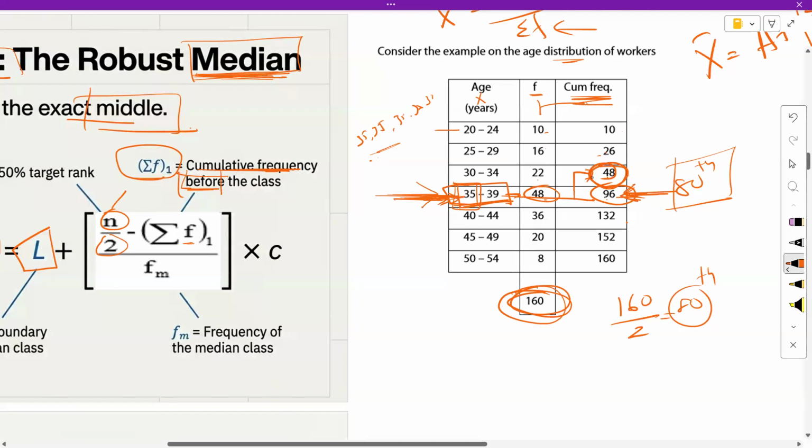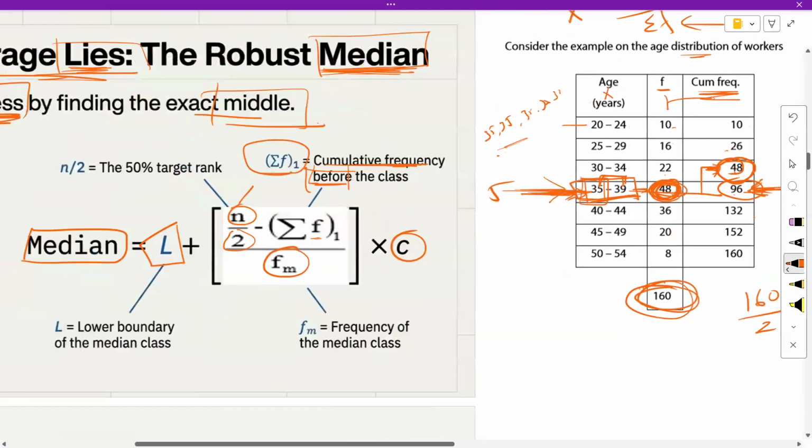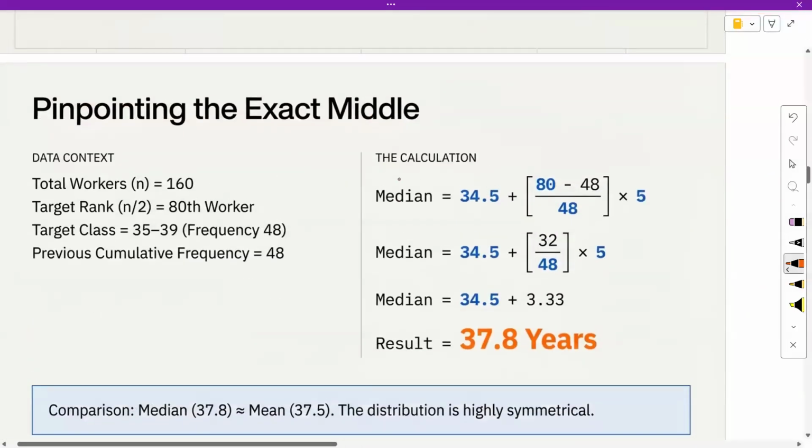This is the cumulative frequency before the class, and then it should be divided by the frequency of the median class. And C, we know that the gap is 5. Now we apply this. Total number of workers is 160. The target rank, the position, N divided by 2, is the 80th worker. We have to find the age of the 80th worker.